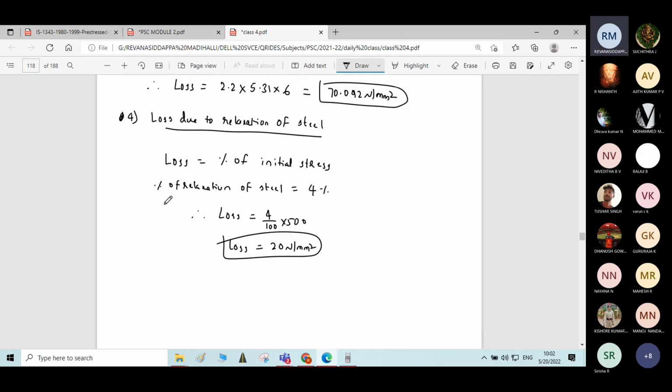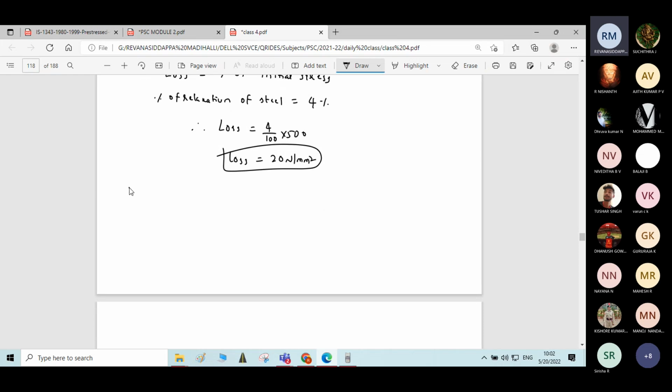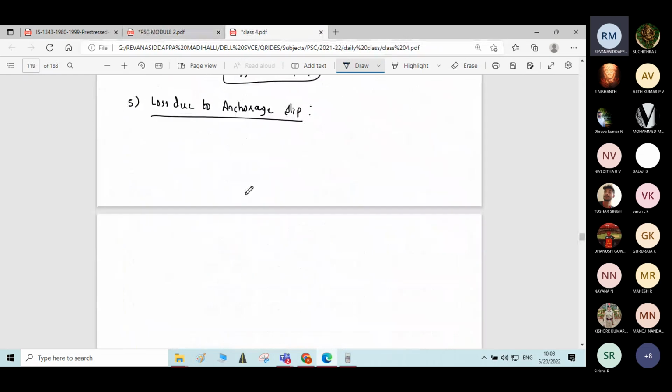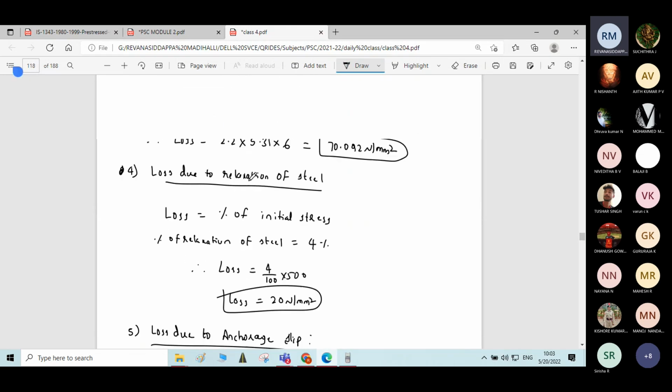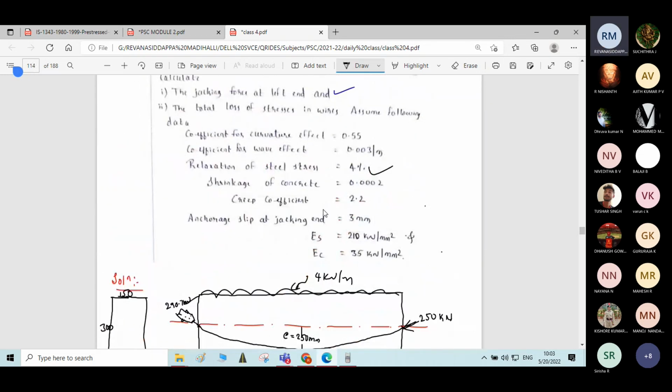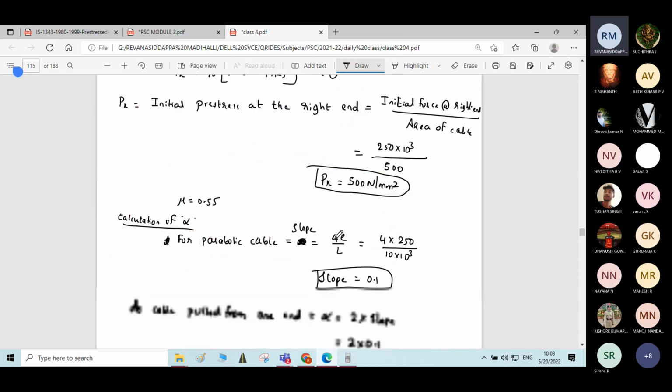Okay, so the loss due to relaxation is over. Next is the last one, loss due to anchorage slip. Correct. So what is the formula for loss due to anchorage slip? Delta by L into ES. Loss is equal to delta by L into ES, and this delta, the amount of slip, is given. Anchor slip at jacking is given as 3 mm.